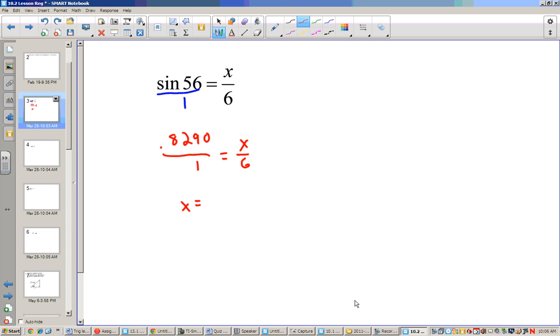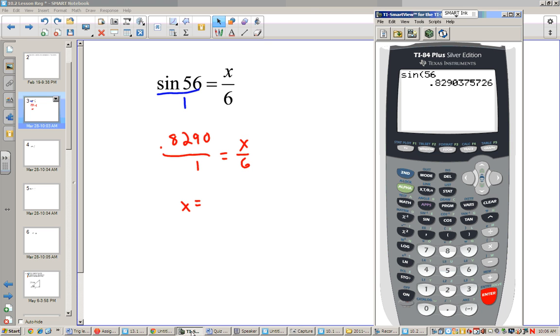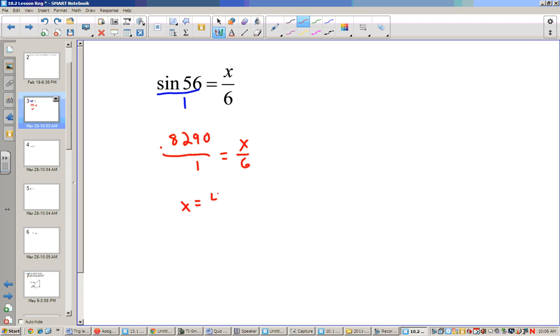And now I have to multiply my decimal times 6. So I'll just take my calculator out, hit times 6, not double times 6. 4.97 is our answer for x. Now, although I round this to at least 4 decimals, our answer doesn't always have to be 4 decimals. 2 or 3 would be good.